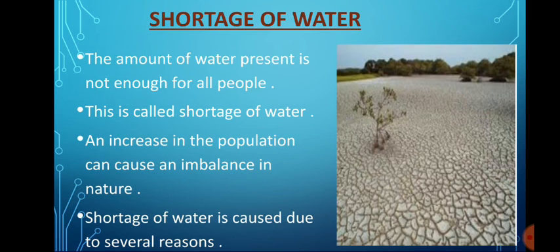Now, the next topic is shortage of water. The amount of water present is not enough for all people. This is called shortage of water. An increase in the population can cause an imbalance in nature. Shortage of water is caused due to several reasons.